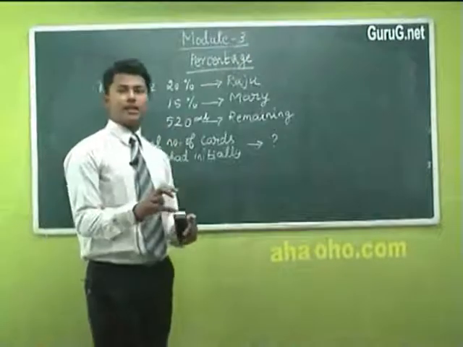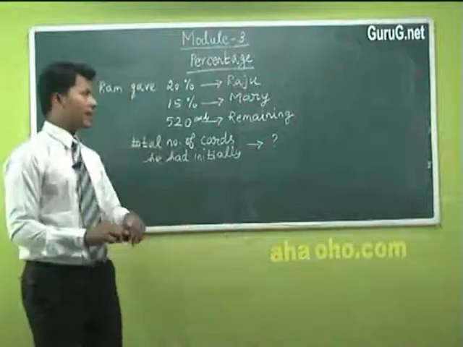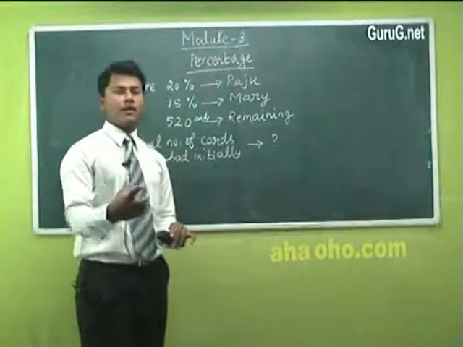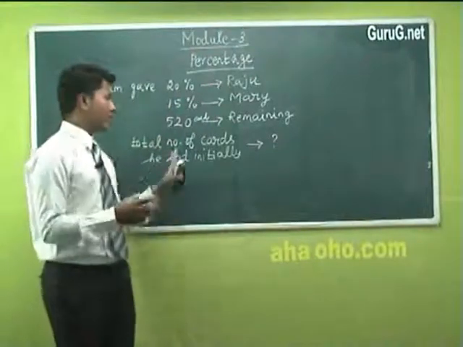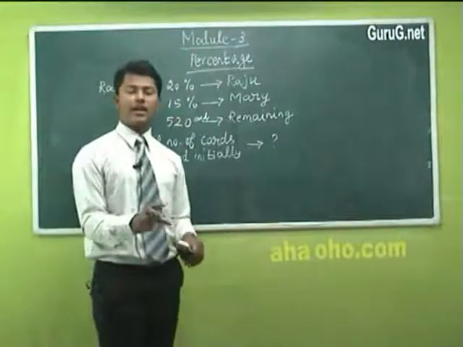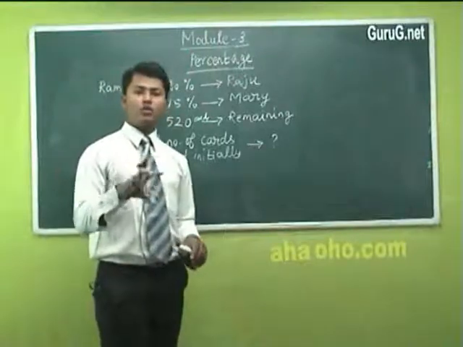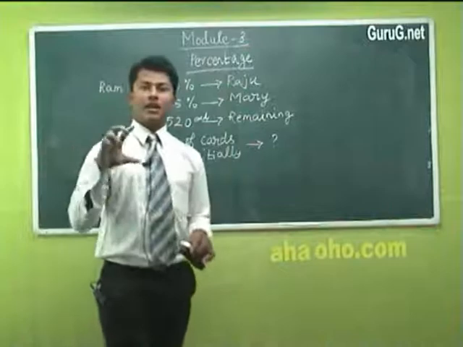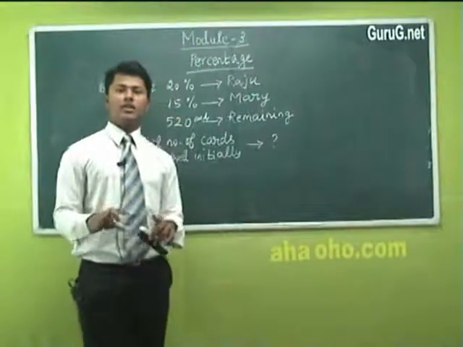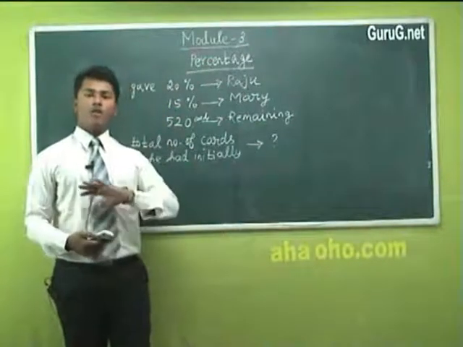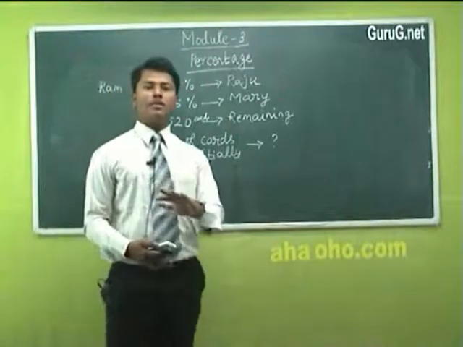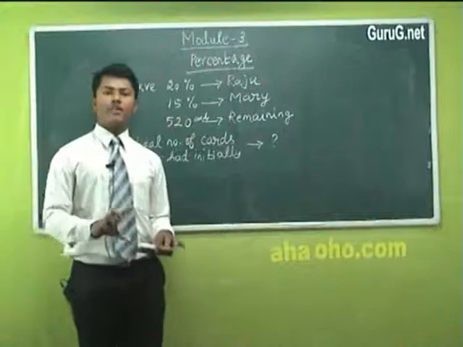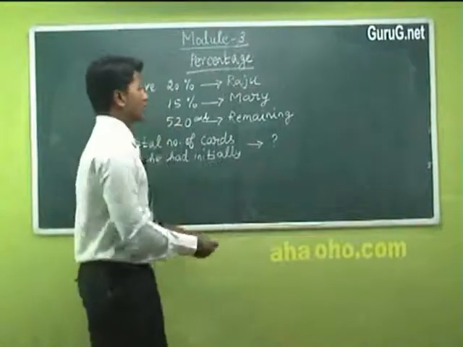So Ram had initially some number of cards in his hand. He gave 20% of his cards to Raju and 15% of the cards to Mary. After doing so, he had 520 cards in his hand. You have to find the original number of cards that he had. Fine. As I said at the beginning of this discussion, always base or formulate your problems in percentage to the value of 100. Whatever may be given, start with the value 100. So that would do better.